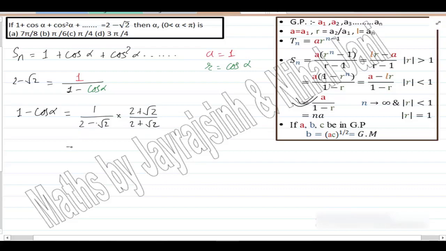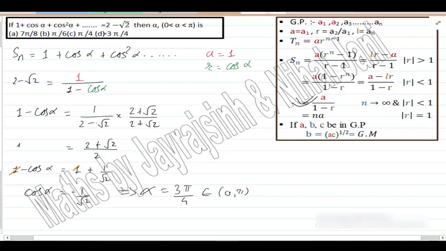Okay, in the numerator we will get 2 plus root 2, and in the denominator we will get 2 square minus root 2 square, or we can say 4 minus 2, and it will be 2, right? So we can say 1 minus cos alpha is nothing but 2 plus root 2 upon 2, or we can say 1 plus 1 upon root 2, right? So 1 will cancel out, and finally our cos alpha will be minus 1 upon root 2, which suggests that our alpha will be 3 pi by 4, which belongs to 0 to pi. Tada! Option D is your final answer.